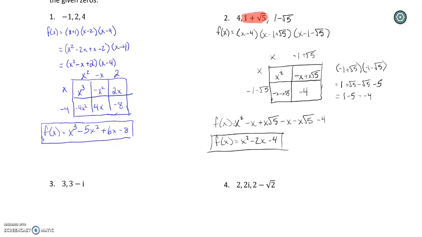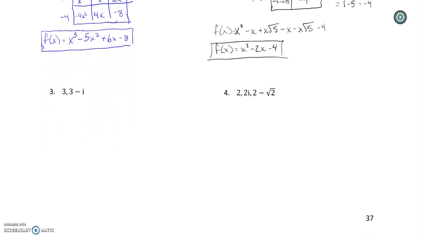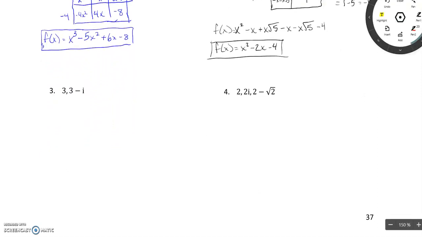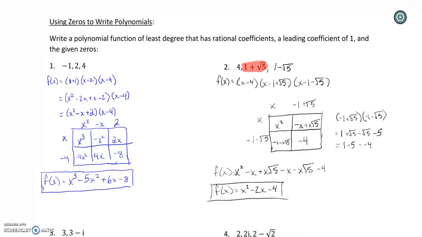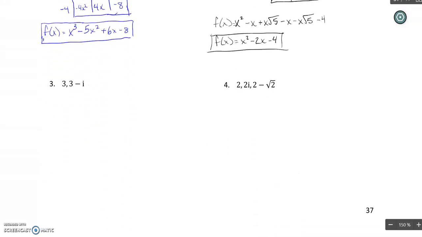Now the same thing, I'll help you set up number 3 and number 4, but I'll let you finish them on your own. So here on number 3, if we scroll up, we're looking at the complex conjugate theorem, where we're given the minus, so we need to add the plus. So first thing, just add 3 plus i, and then when I set it up, now it's x minus 3, x minus 3 minus i, x minus 3 plus i. And what you need to make sure of, again, is that you're treating 3 minus i and 3 plus i as binomials.